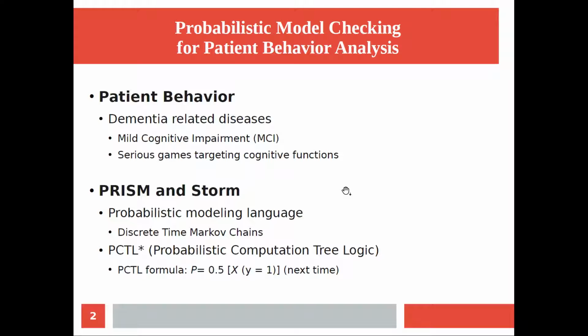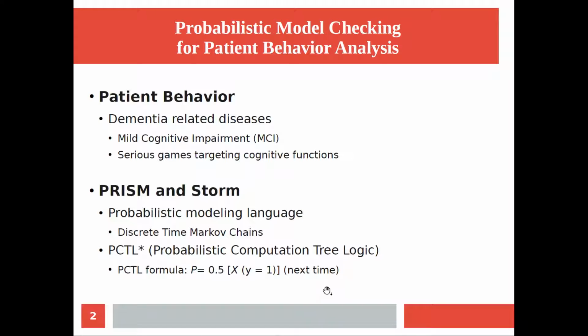To represent this variety of behaviors, we use probabilistic models known as discrete time Markov chains. We use two different model checking frameworks, PRISM and STORM, that accept the same modeling language. Then, we formulate properties which may have a medical interest using probabilistic computation tree logic.